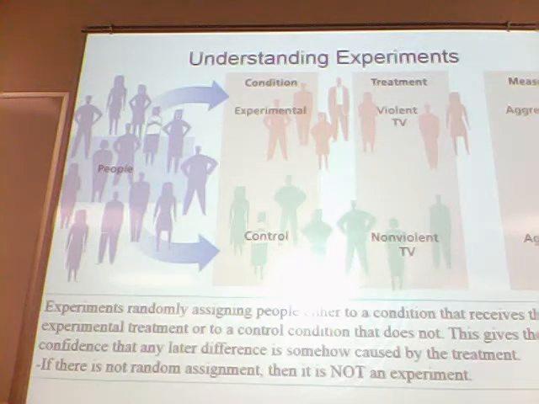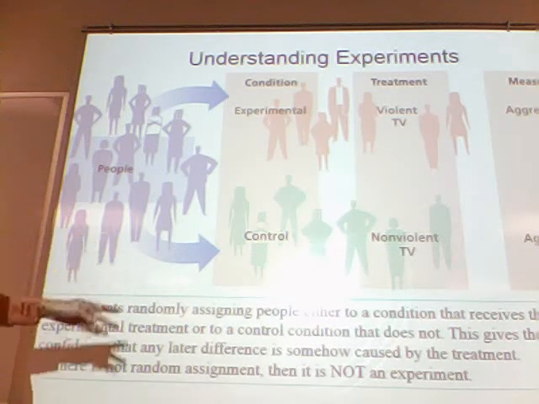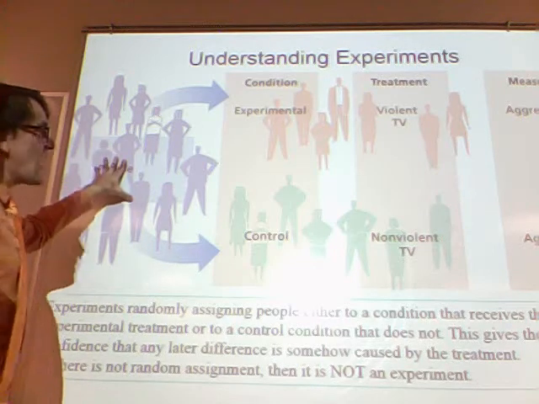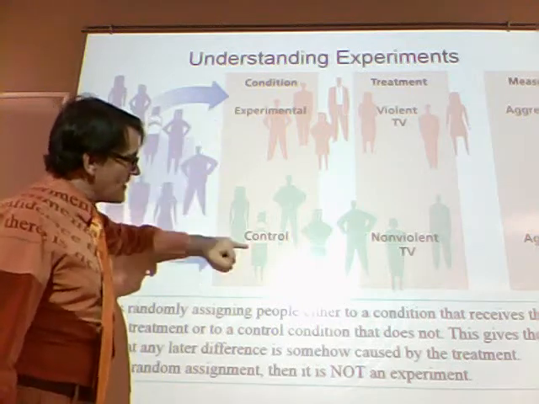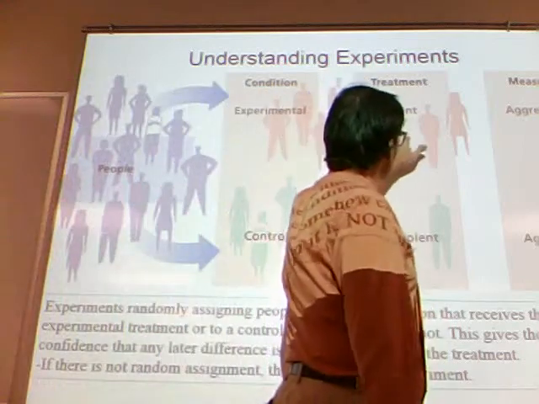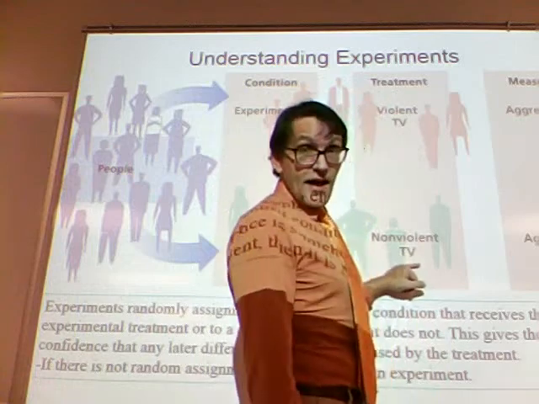But here's a good example of an experiment. Let's say you want to find out the simple question: does violent television cause aggression? Sounds simple, sounds very nice. So what you might do is take a group of people and randomly assign half of them to be in the experimental group, half of them to be in the control group. Those in the experimental group will be exposed to violent television. Those in the control group will be exposed to nonviolent television.